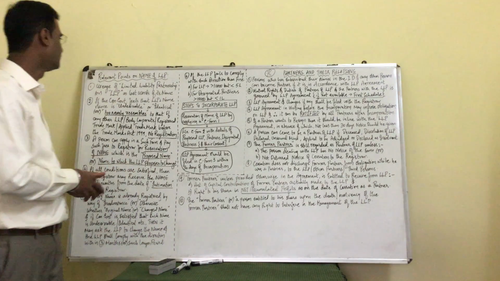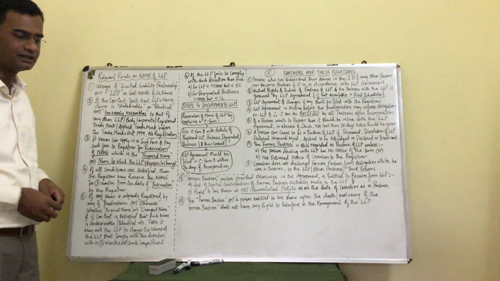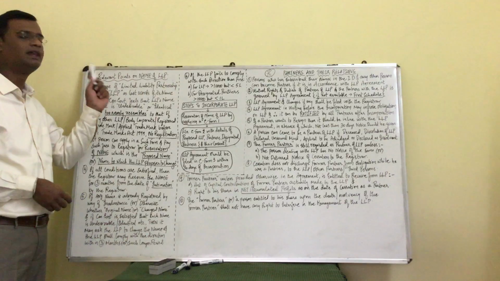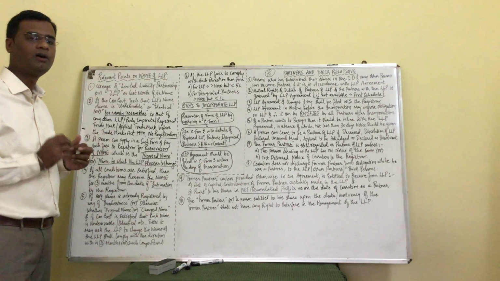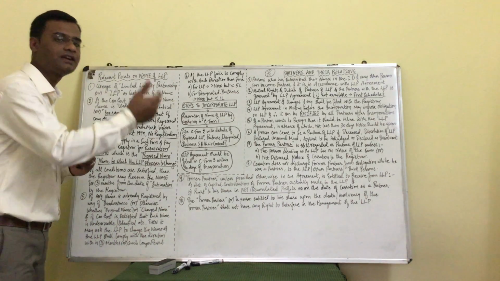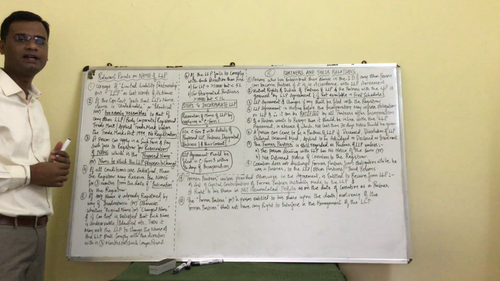Yes, let's start. What are the relevant points as far as the name of an LLP is concerned? Let's see one by one. The usage of limited liability partnership, or its acronym LLP, should always be suffixed, or it should always be at the end of the name of a particular entity.